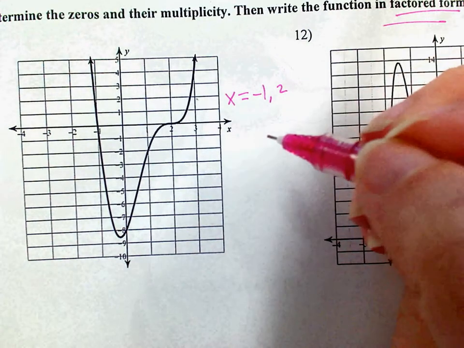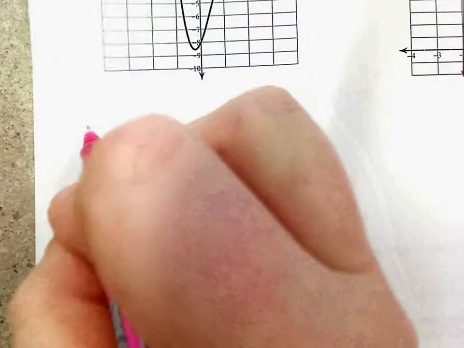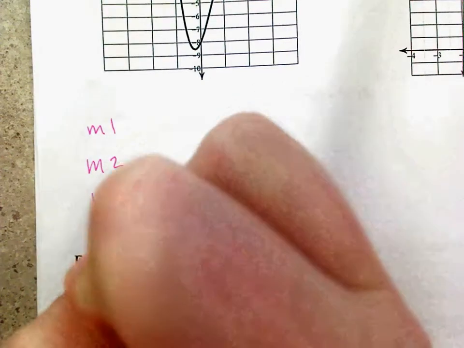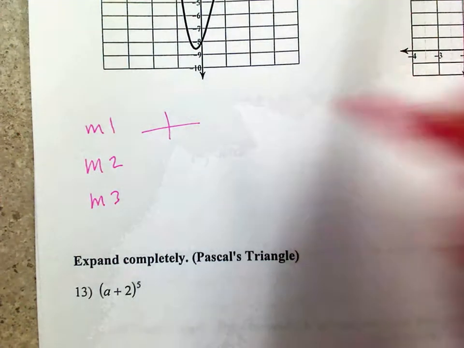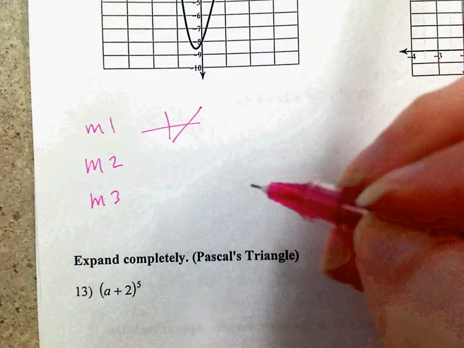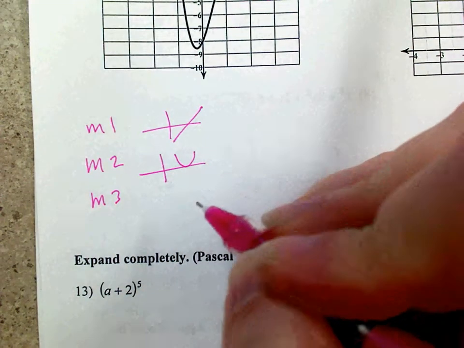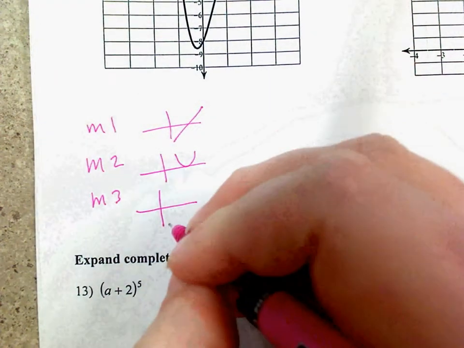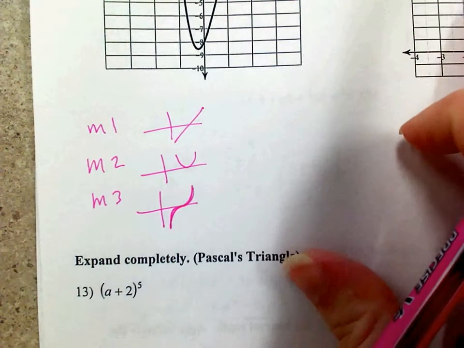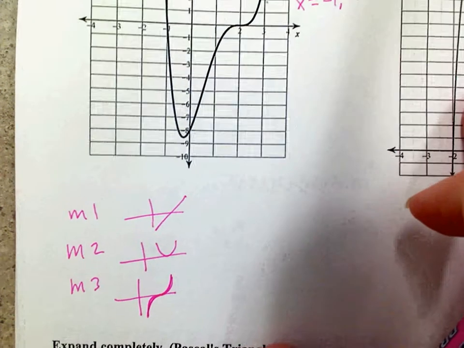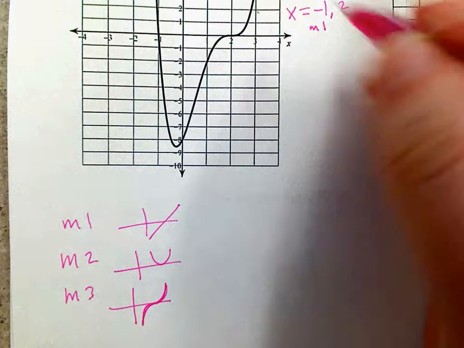Okay, so let's do a little reminder. A multiplicity of 1 versus a multiplicity of 2 versus a multiplicity of 3. What does a multiplicity of 1 look like? Okay, just go straight through it, right? What about a multiplicity of 2? So it bounces? What about a multiplicity of 3? It waves through it? Okay, so I'm thinking this first one has a multiplicity of what? Of 1? Because it just goes straight through it? What about 2?